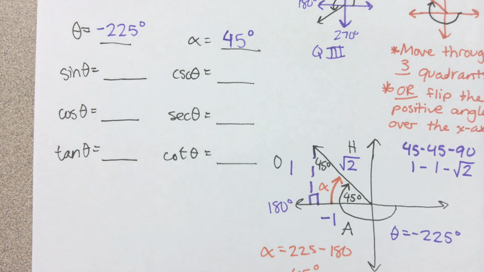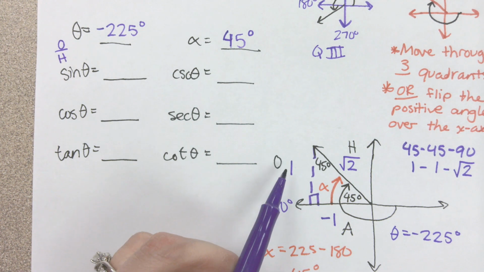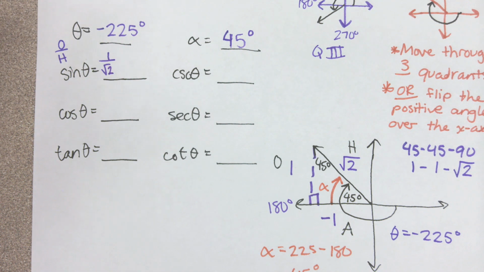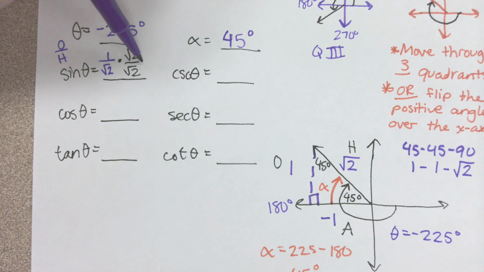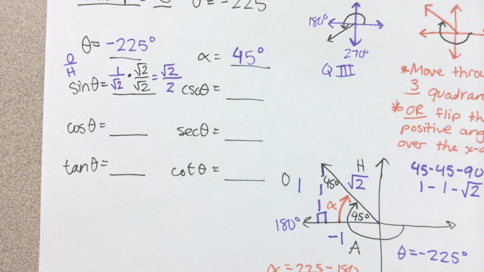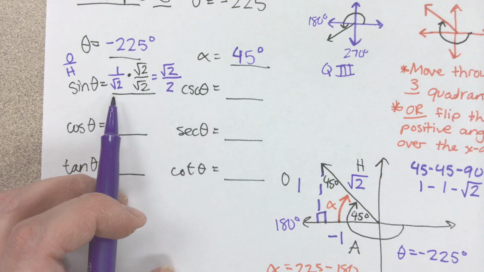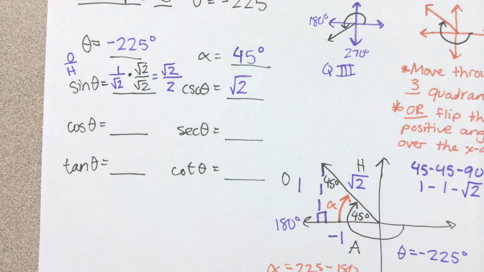And now we fill in our ratios. Sine is O over H. So we have 1 over rad 2. Can't have that as an actual answer, so we multiply by rad 2 over rad 2. And we get rad 2 over just 2. Cosecant we flip, and we're going to flip the original number, so we don't have to do that work again. That will just give us rad 2, square root of 2.